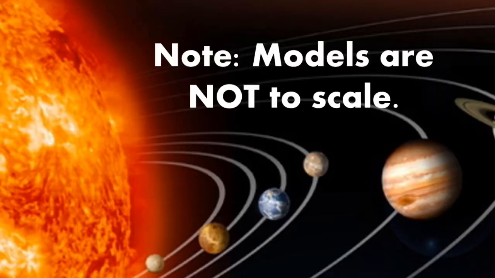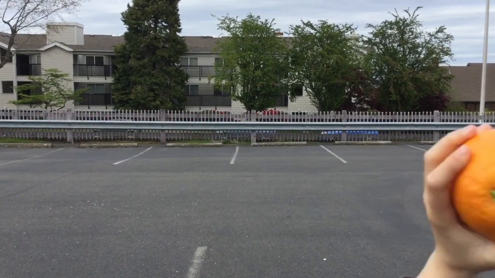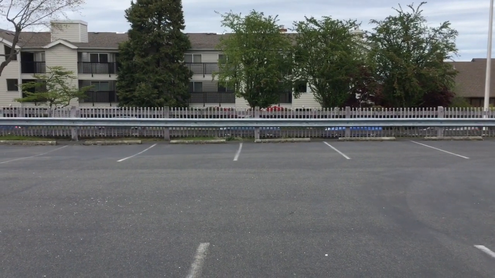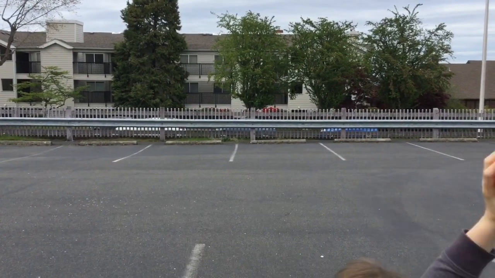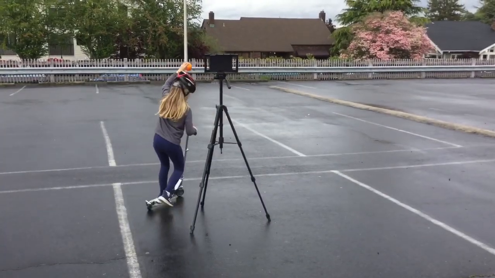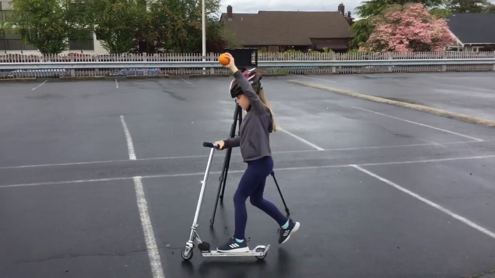I'll have this orange represent the sun. All of the models we're using are not to scale. That means the sizes and distances are not right, but we're focusing on the orientation or position. Here we have the Earth's point of view. We see the sun rising in the east, traveling across the sky, and setting in the west. And then it comes back around and does it again. So you would think that the sun is going around the Earth, right?